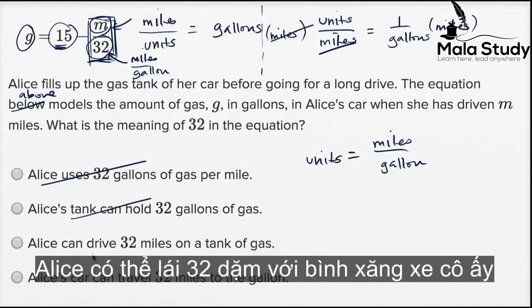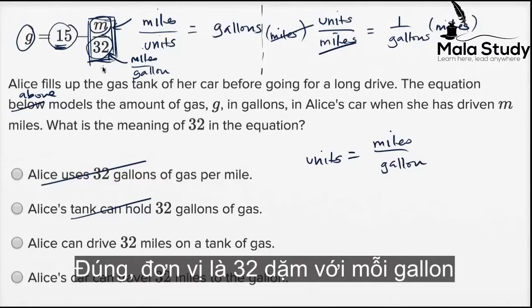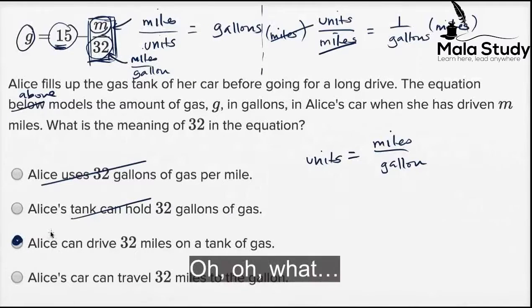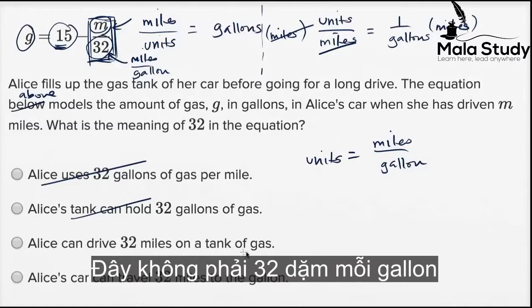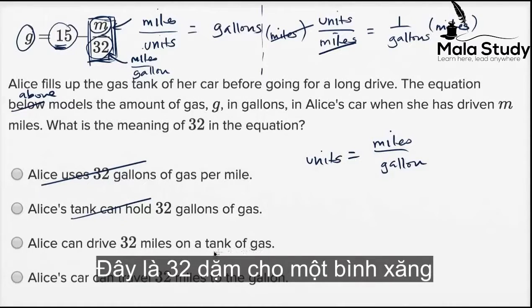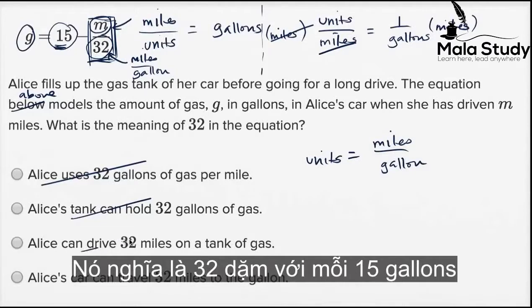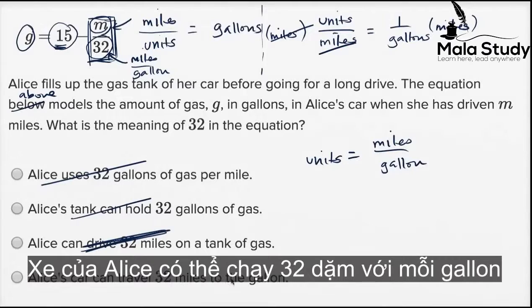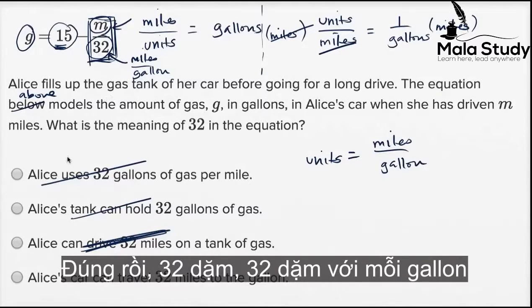So that's not right. Alice can drive 32 miles on a tank of gas. That's right. The units here are 32 miles per gallon. So that's that one. Alice's car can drive 32 miles to the gallon. Oh, wait, that was a close one. This isn't 32 miles per gallon. This is 32 miles on a tank of gas. This would be 32 miles over 15 gallons. No, that's not right. Well, that was a close one. Alice's car can drive 32 miles per gallon. That's right. 32 miles per gallon.